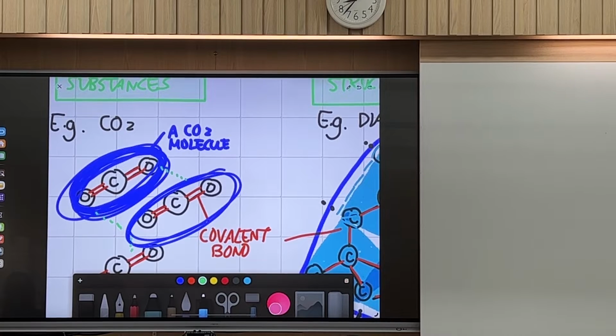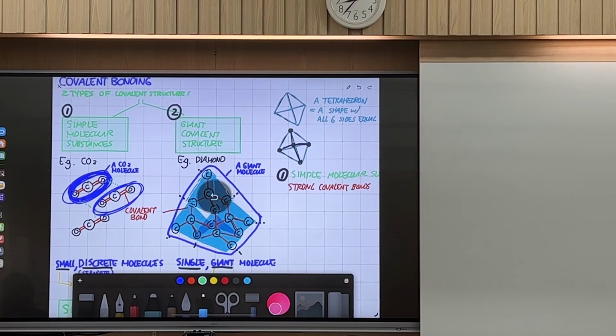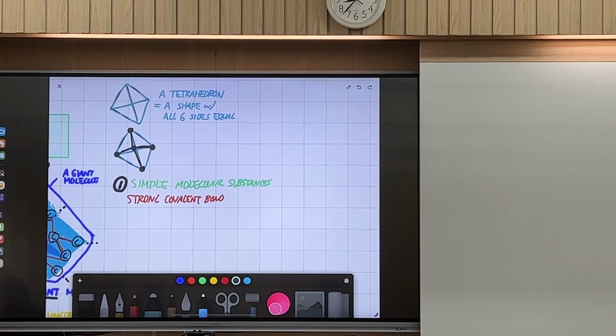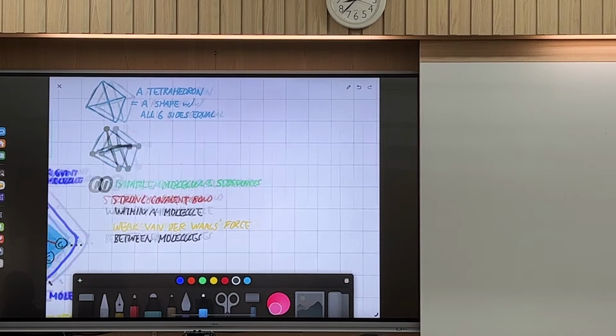So can you use a dotted line to draw these interactions? These are called weak van der Waals forces. Right now put down these two things: you have strong covalent bonds within a molecule, and you have weak van der Waals forces between molecules. I'll label it here as well. Between molecules. Can you draw this on the side again?